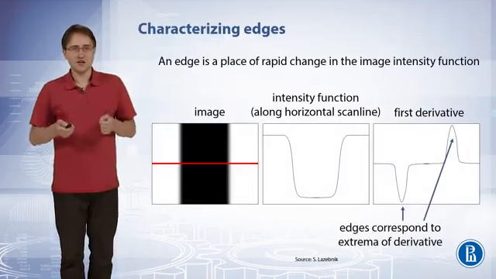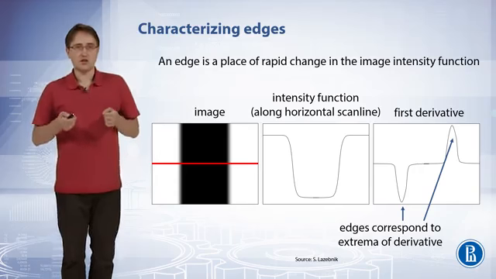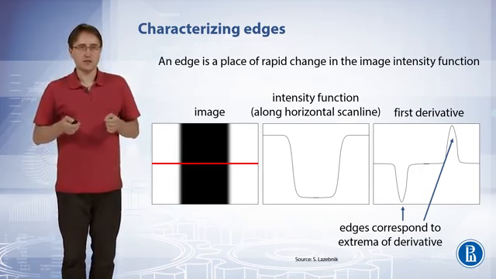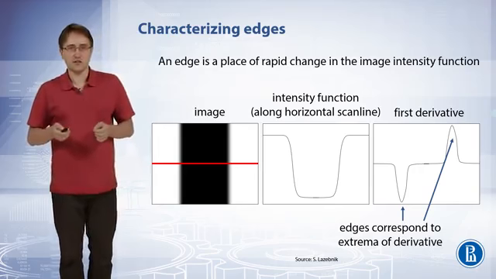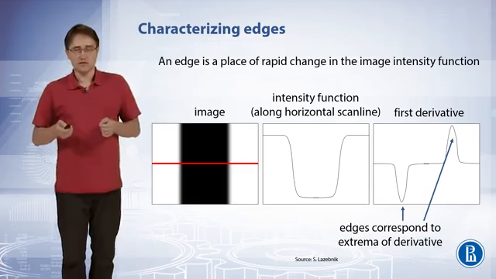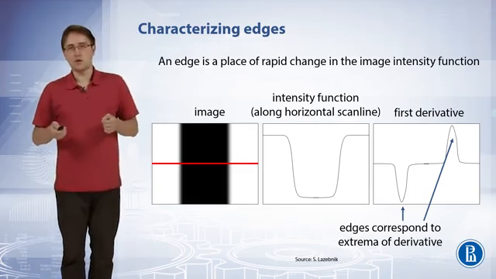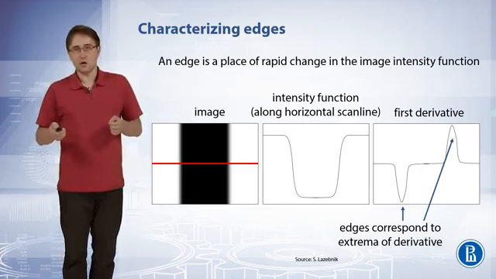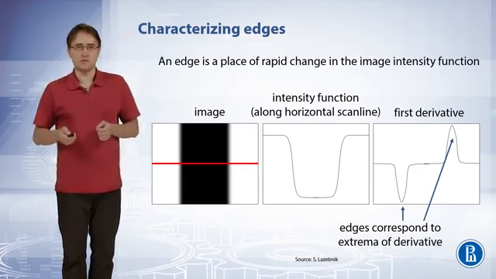We will consider edges as points of rapid change in the image intensity. Such points can be identified by considering first derivative of image intensity. Edges will correspond to local extrema of derivative. On the slide, I'll give a one-dimensional example from one row in image.